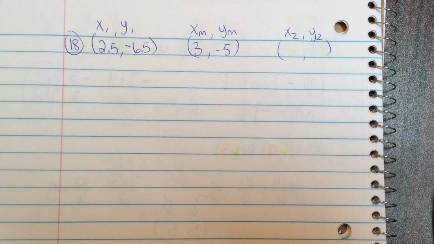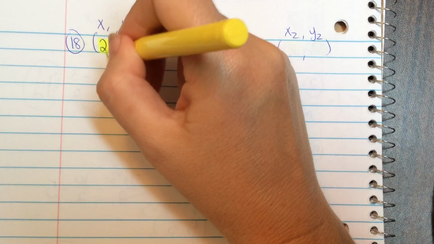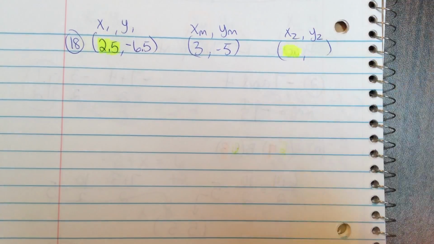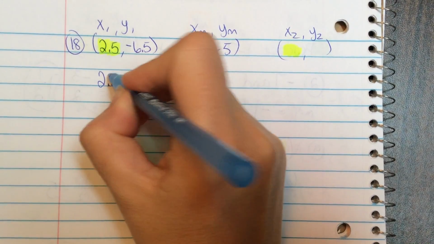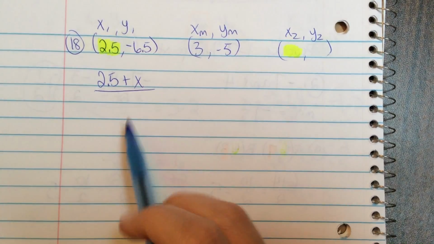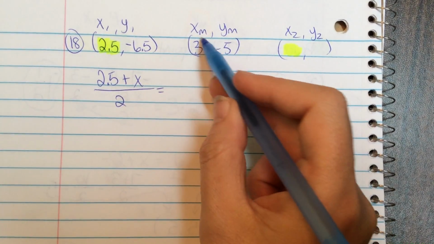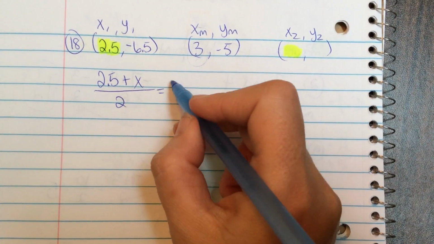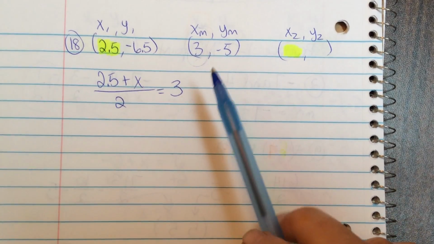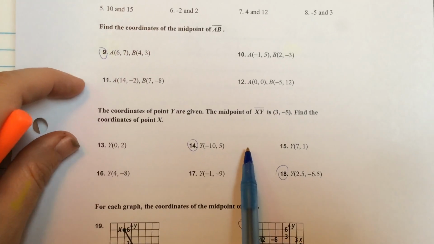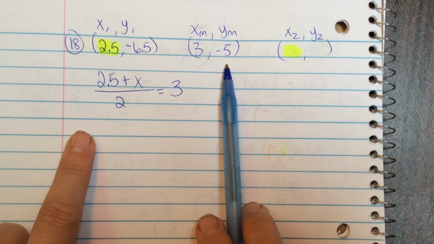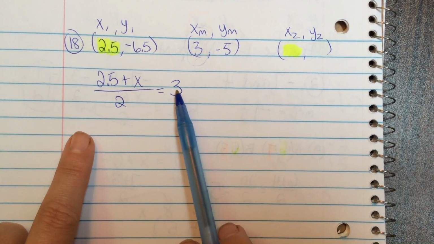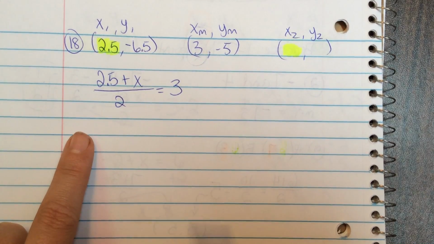All right. I'm going to highlight. So I'm going to add those two together. So 2.5 plus some unknown divided by 2 equals the midpoint here, which is 3. So in all of the rest of your problems, you will always say equals 3 for the x, and you will say equals negative 5 for the y. So that's always going to be true for you for this problem, for this worksheet.